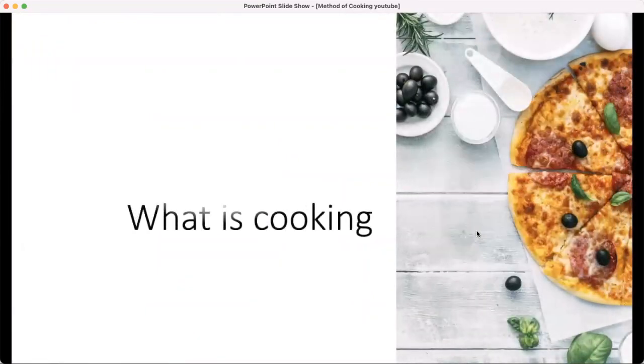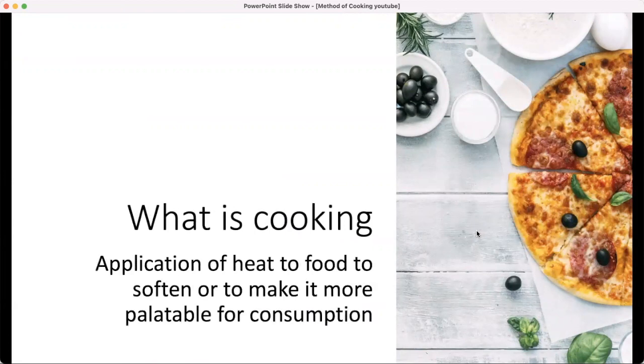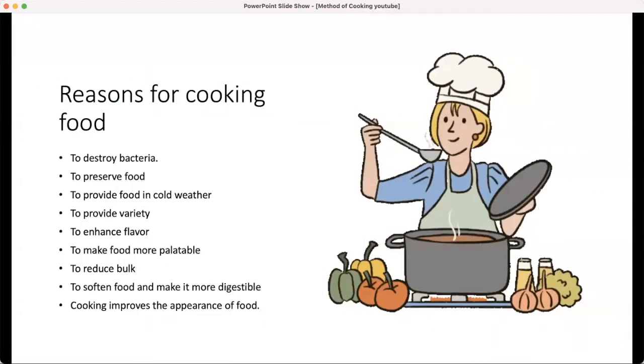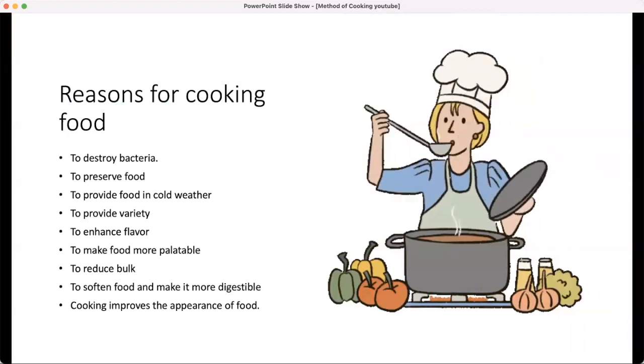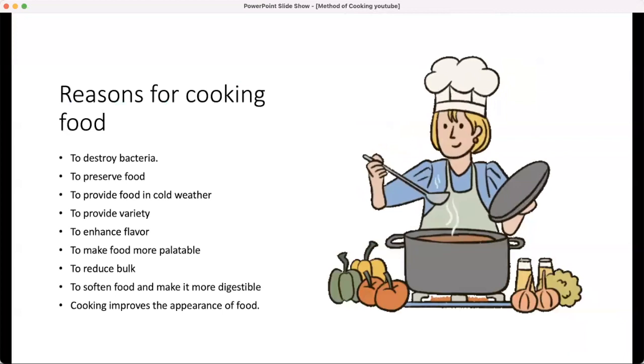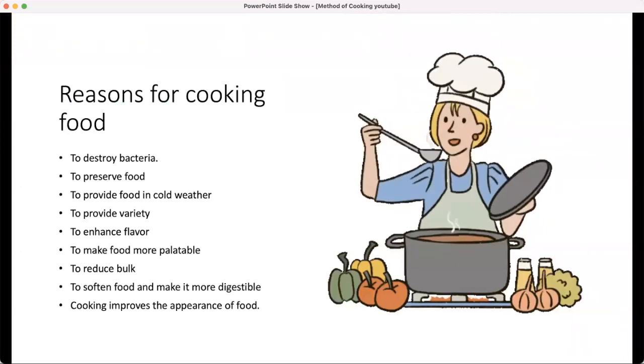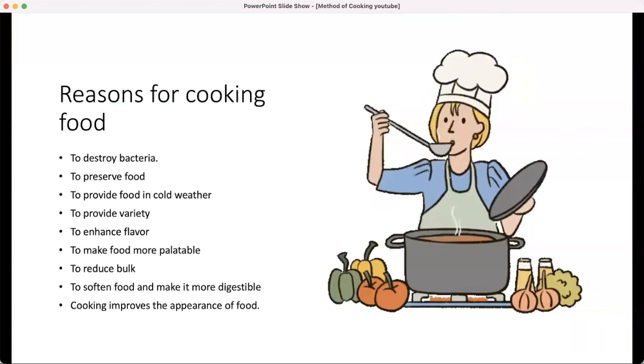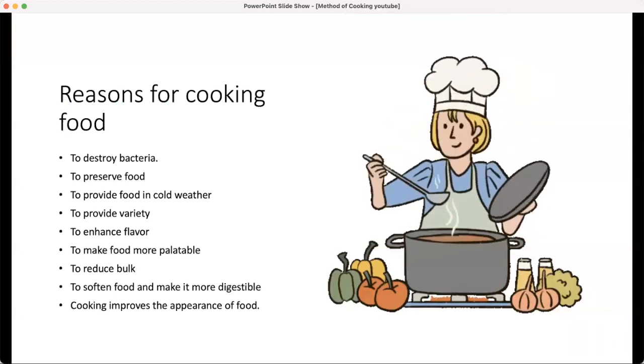So what is cooking though? So it's an application of heat to food to soften or make it more palatable for consumption. So you have to cook the food so you can make it palatable. There are some reasons why we cook food. 1, to destroy bacteria, of course. 2, to preserve food. 3, to provide food in cold weather. 4, to provide variety. Who wants to eat the same food every day?